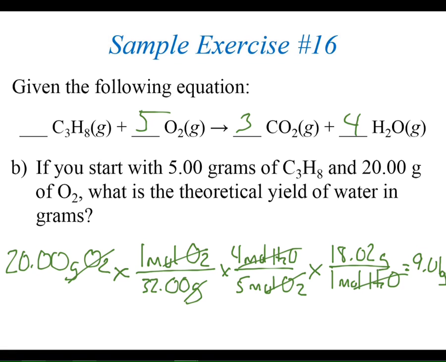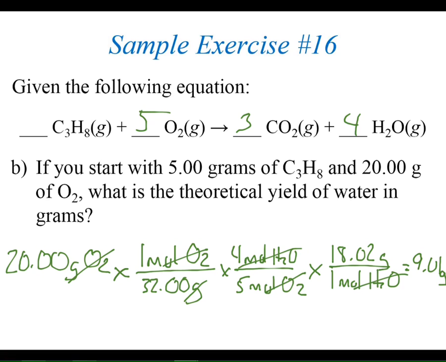So we had 2 possible answers. There's enough propane to make 8.17 grams. There's enough oxygen to make 9.01 grams. How much will you actually make? 8.17, right? So that means propane was the limiting reactant, right? Because it limited us to only 8.17.